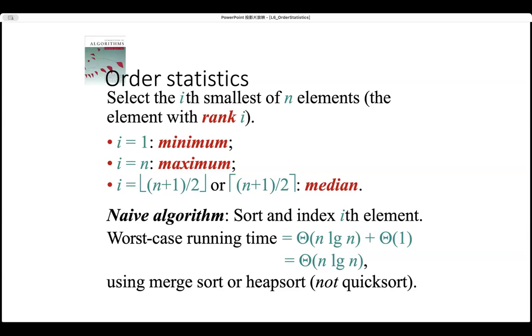So that's an intuitive approach, and it works also for finding a median from these n numbers. But can we do better? That's the focus of this chapter.